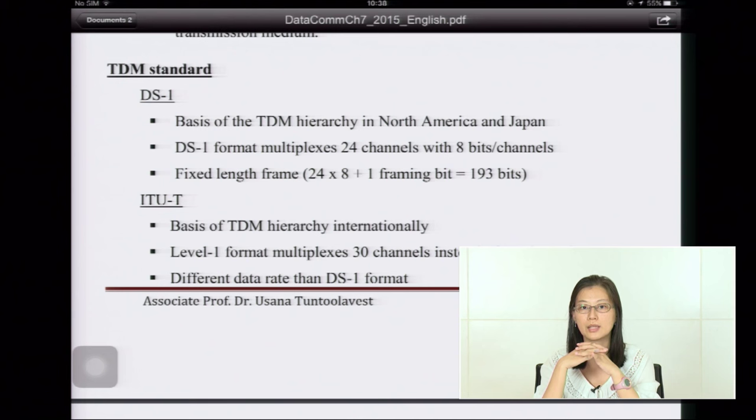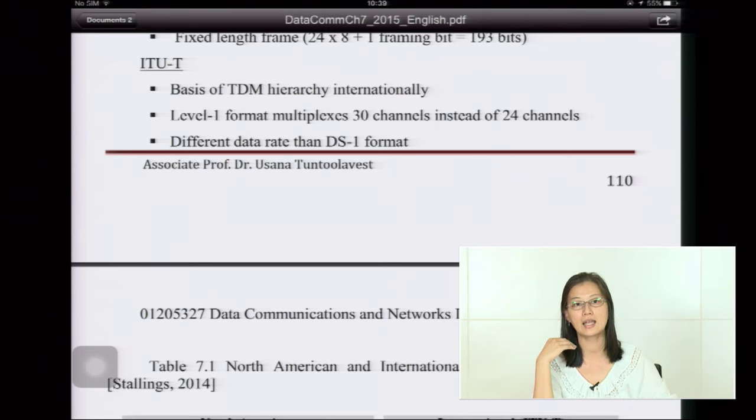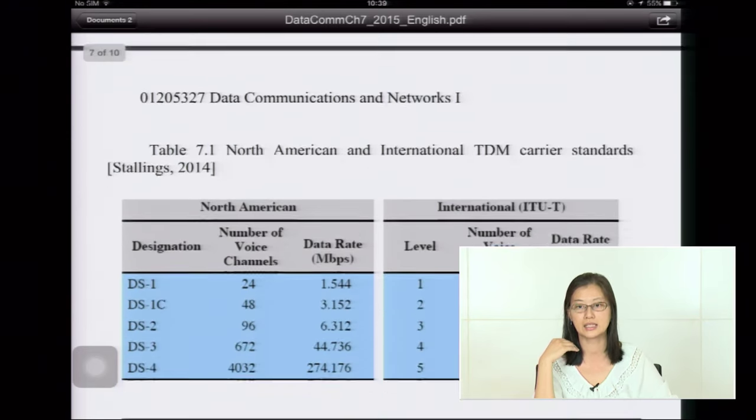The DS1 format multiplexes 24 channels with 8 bits per channel together, and you have a fixed length frame, which is 24 channels multiplied by 8, plus one extra framing bit, so one frame has a length of 193 bits. For the ITU, this is the international TDM hierarchy. For the level 1 format, it multiplexes 30 channels. So these two standards use similar techniques, but they multiplex different numbers of channels. You have 30 channels instead of 24 as in the DS1 standard, and so you have a different data rate than the DS1 standard.